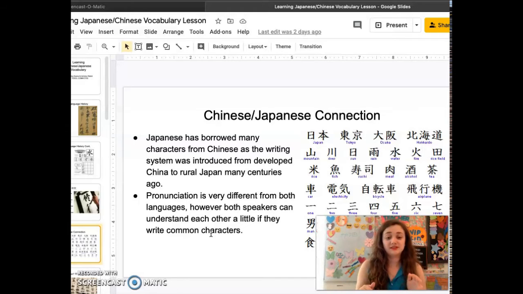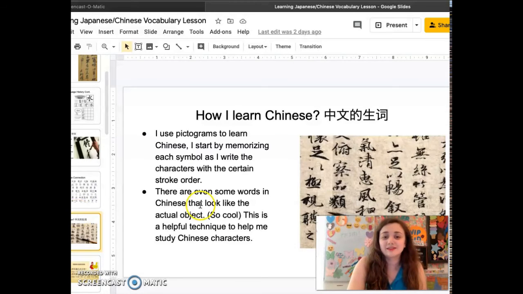And also, if you see something else interesting, if a Japanese speaker came into contact with a Chinese speaker, they would not be able to understand each other, but if they did write some of the characters, they would understand the meaning. So it's really, really cool, that aspect of it.